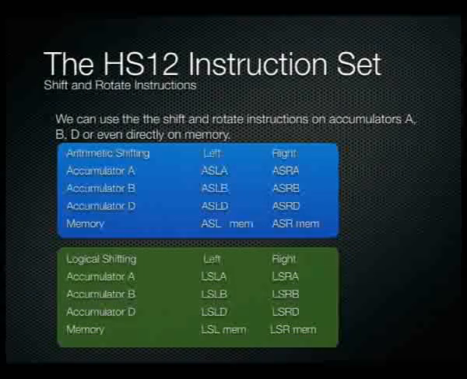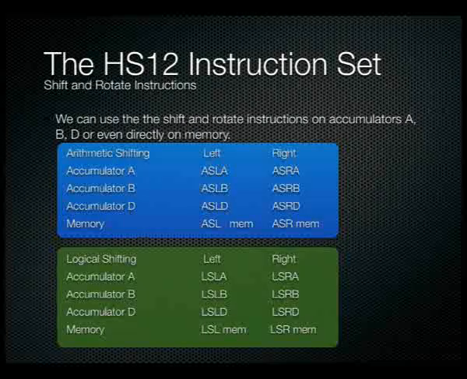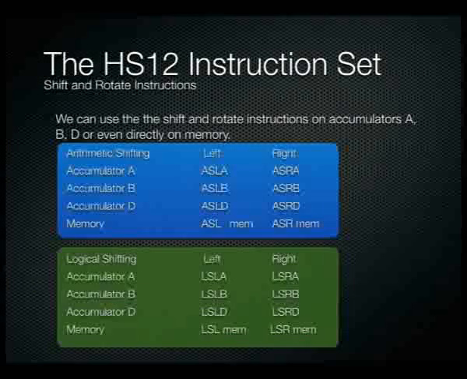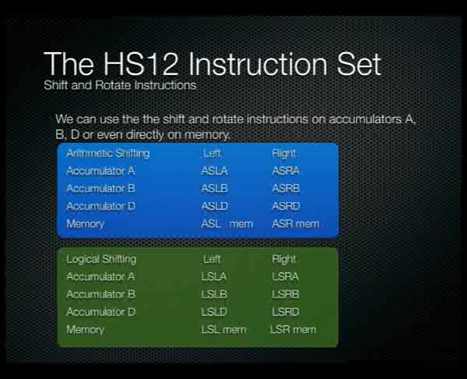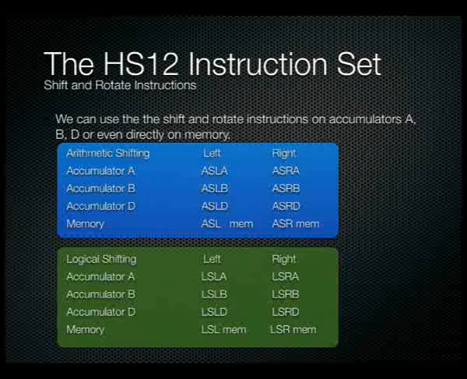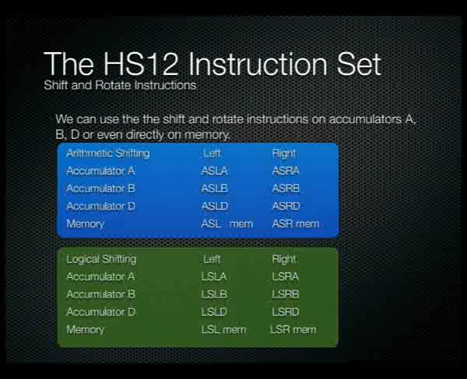We can either do arithmetic shifting or we can do logical shifting. The two do differ slightly, and I'll go through some examples to show how the two commands differ. Basically, we can shift left or right with these shifting commands, and we can do this using accumulator A, accumulator B, and of course accumulator D. So these are the 3 registers we can use with our arithmetic shifts. And of course, we can also do it on memory locations as well, so we can shift memory locations.